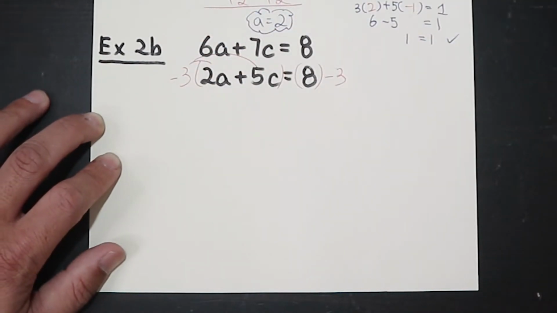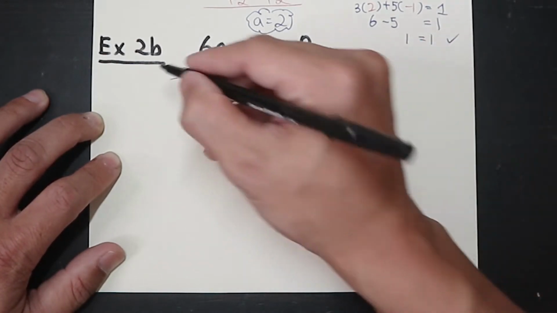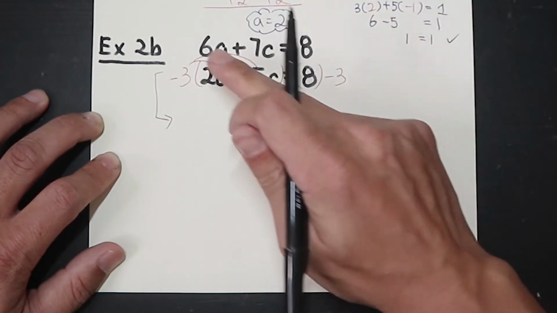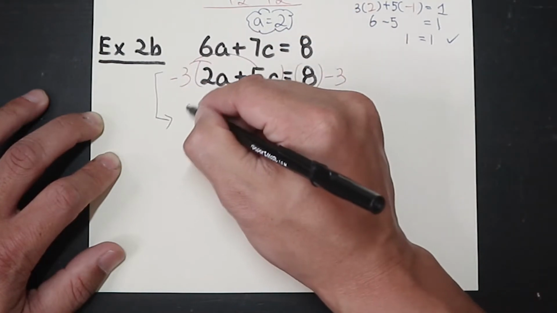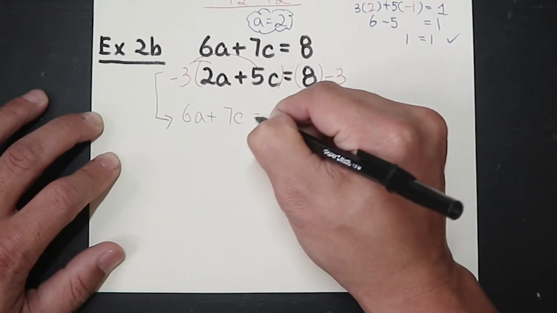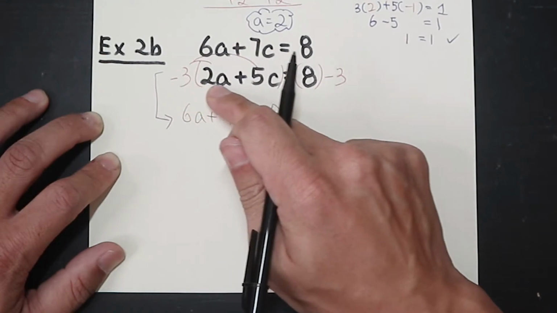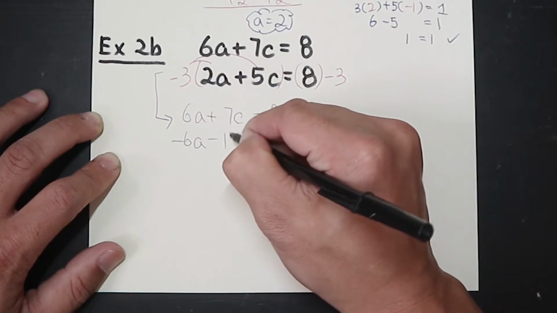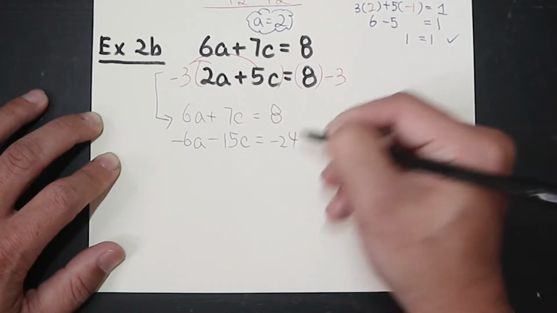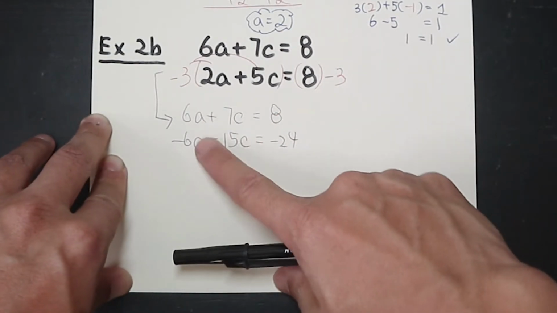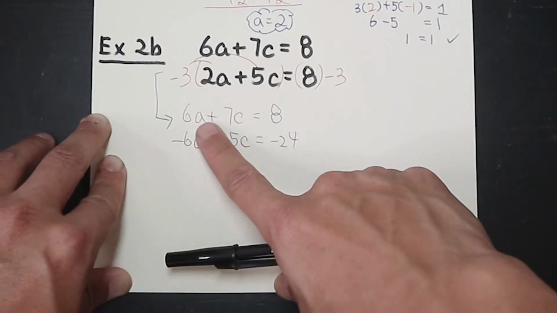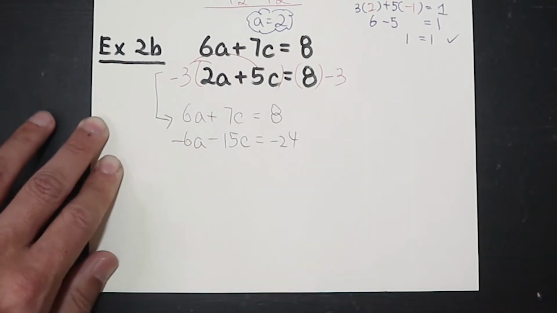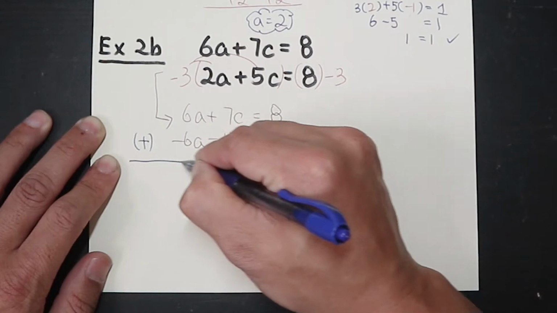So let's rewrite the system of equations. Let's draw a flow chart. You're going to recopy the first equation, 6a plus 7c is equal to 8. And once you distribute the second equation by negative 3, you get negative 6a minus 15c is equal to negative 24. Look at that. I see that a has opposite coefficients now, 6 and negative 6. Now I could add them. So let's add the equations.